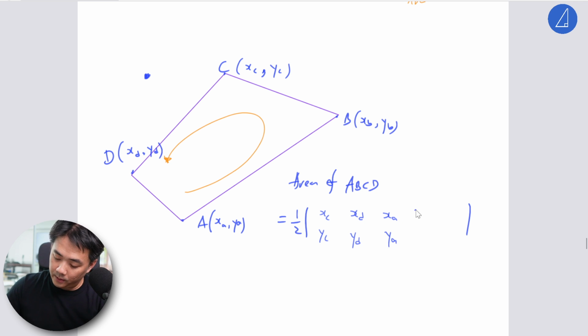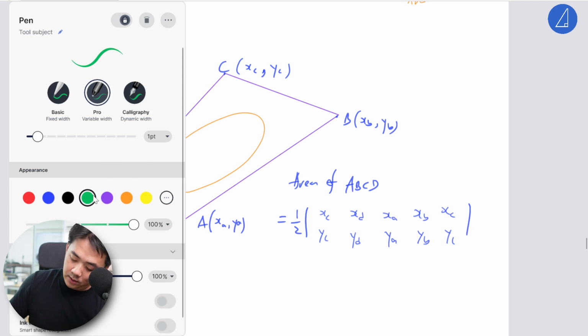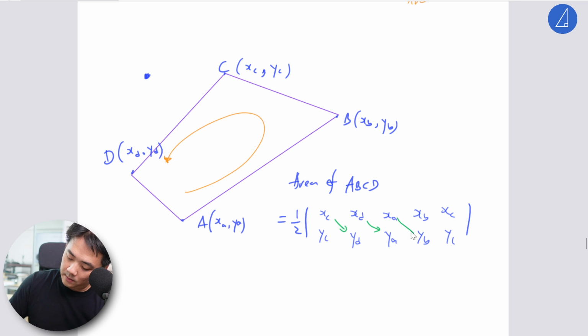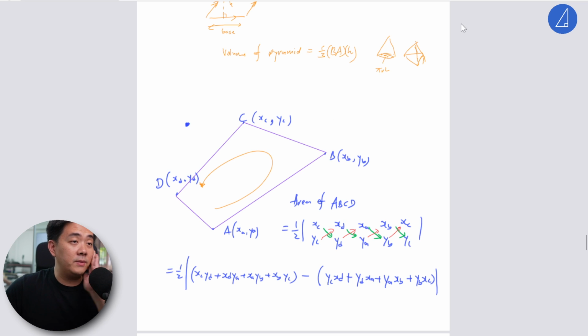So then A, xb, yb, then you end with xc, yc, okay? Then you just multiply this across, sum them up, then you minus off this guy, sum them up, okay? Remember shoelace method. Just remember shoelace method. Always take anti-clockwise, then just multiply below, and just shoelace.